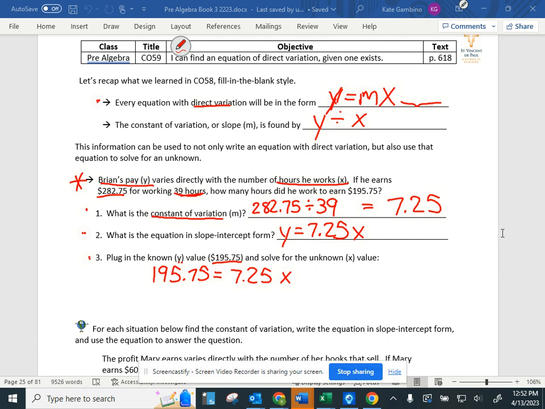I'm sorry, what? Why don't you do this? Because b is a 0. When it's a direct variation, that's what we learned about yesterday. When it's a direct variation, the y-intercept is always a 0. So that's the bonus of knowing it's a direct variation. You know that it will always be 0. So if you're told direct variation, you know it's just y equals mx.